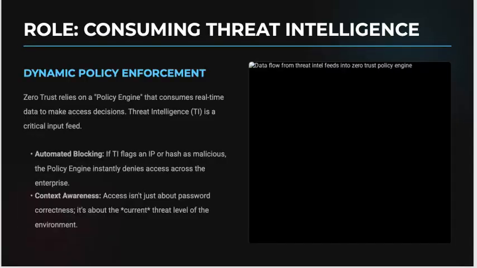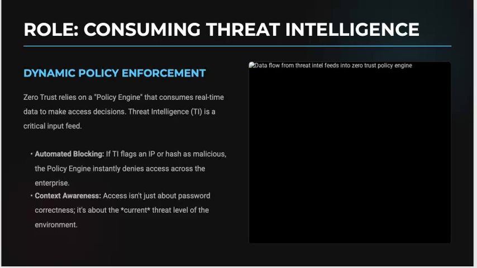The role of Zero Trust in a threat intelligence program is twofold. First, it is an essential consumer of TI. Zero Trust relies on a central policy engine that makes dynamic access decisions. This engine isn't static. It consumes real-time, high-fidelity threat intelligence feeds, which include indicators of compromise, or IOCs, like known malicious IPs, domains, and file hashes.